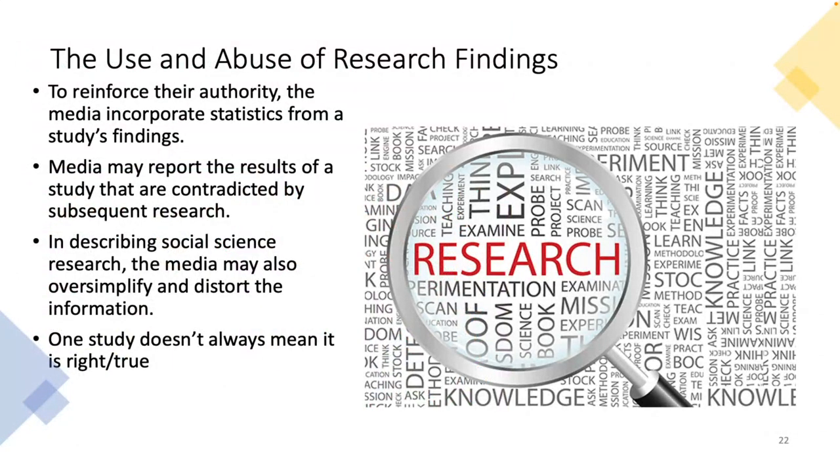There's also the fact that media tends to use and abuse what is found in research. So to reinforce their authority, the media will incorporate statistics from a study's findings. And they'll say, oh, in such and such study, here's what they found. The problem with it is, at first, they oversimplify what the study is, and they don't give enough background information on the study. Second is that just because one study found a certain result doesn't mean that it's always true. It means the studies need to be replicated over and over again to see if people will find the same result. Generally, in describing social science research, the media oversimplifies it and distorts the information. And so, oftentimes, if you find one study that says dogs are not aggressive, you will find another study that says dogs are aggressive. But yet, when the media reports on something, it'll find the sensationalized one, dogs are aggressive, and report on that without reporting on the other side of the issue.